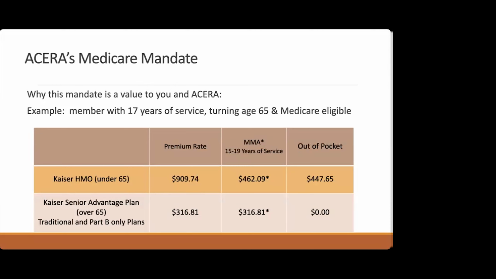So when you switch to the Kaiser Senior Advantage plan, when you turn 65 or when you become Medicare eligible, then your premium rate is $316.81.